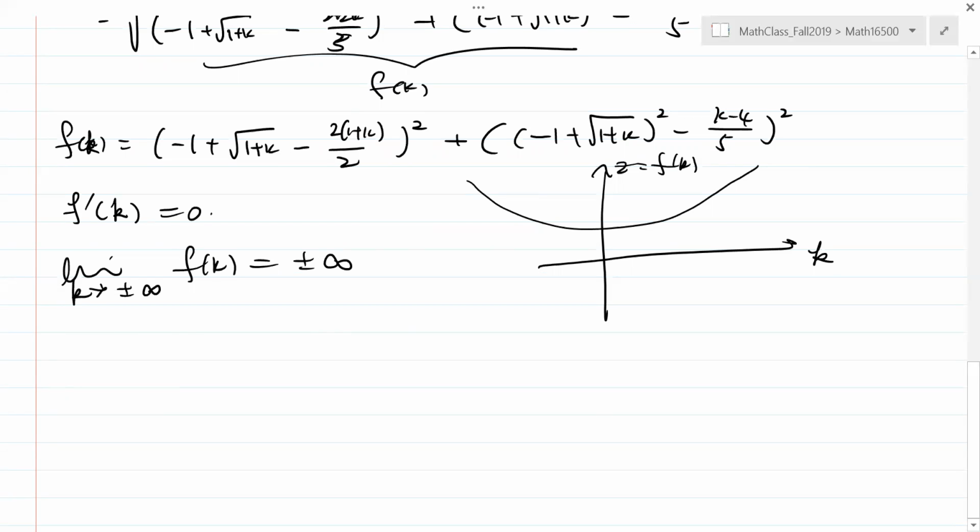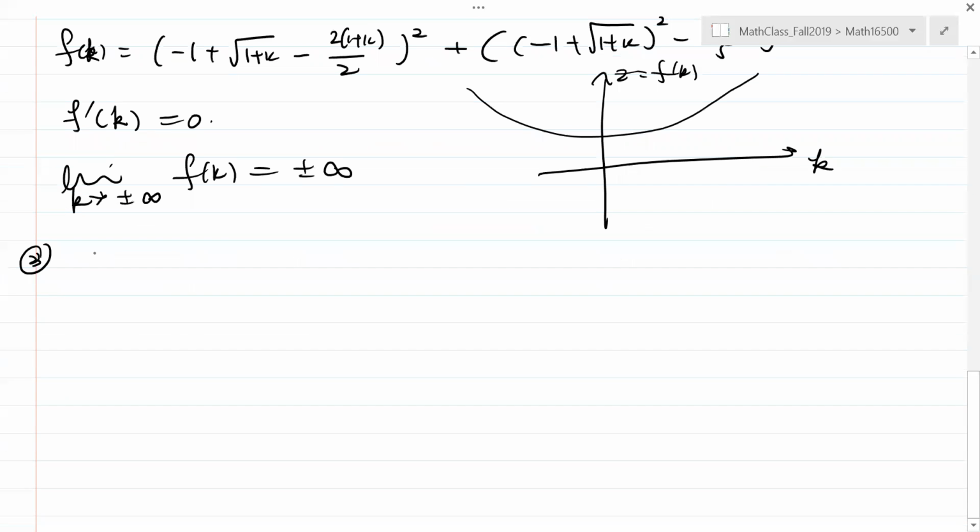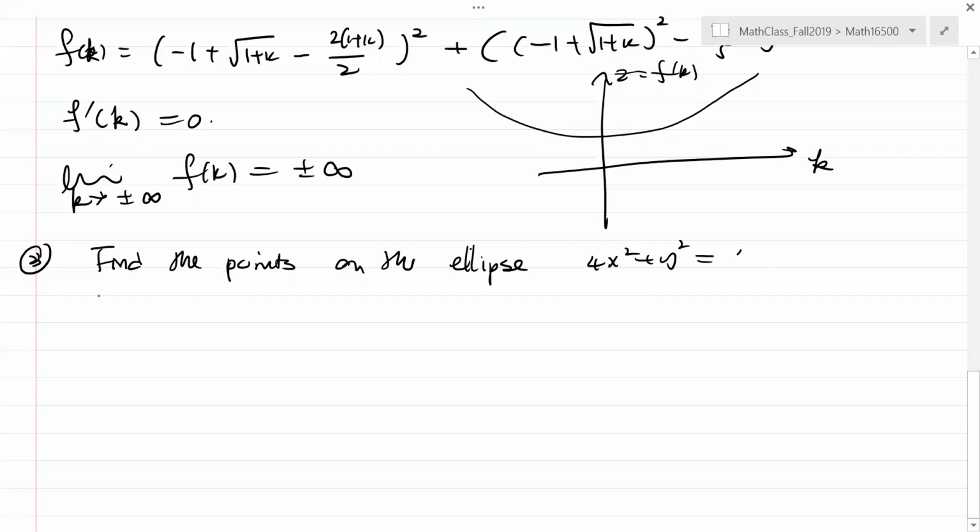Okay, so here's the question, number 23 from the problem set. So here's a picture. Find the point on the ellipse. The ellipse is 4x squared plus y squared equals 4. Okay, maybe we have more than 1 point. So that is farthest away from the point (1, 0).